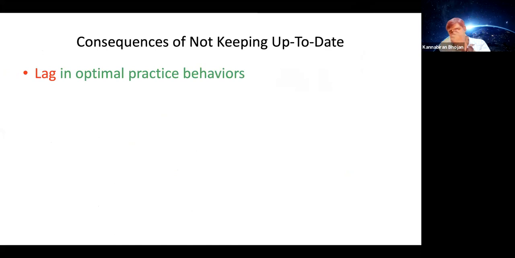It means you're not able to give cure in an early situation, or when somebody is able to cure something or somebody is able to treat something, we are not able to cope up. So basically there is a lag. There comes a lag in optimal practice behavior. So that is one bad thing.